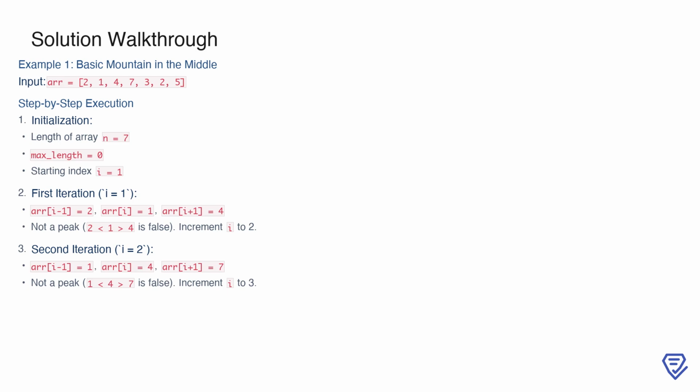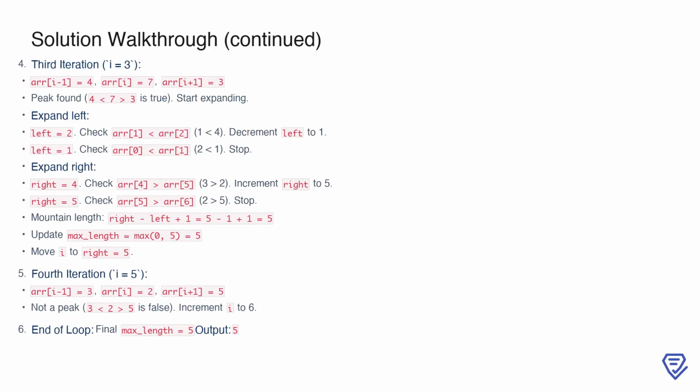In the second iteration, arr[i-1] equals 1, arr[i] equals 4, and arr[i+1] equals 7. Once again, this is not a peak because the condition is not met. So, we increment i to 3 and proceed to the next step. Now, at the third iteration, the values are arr[i-1] equals 4, arr[i] equals 7, and arr[i+1] equals 3. This time, the condition for a peak is satisfied, so we identify 7 as a peak and begin expanding outward to find the full mountain.